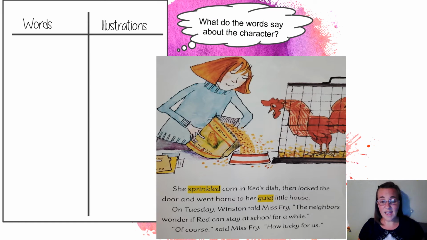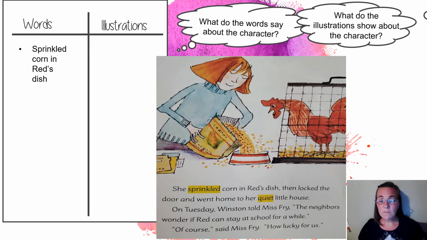Okay, time to stop and think. What do the words say about the character? Well, there's a lot of things I could write that the words say about the character, but I'm going to pick the one that I found was most interesting and most important. The words told me that she sprinkled corn in Red's dish. So I wrote that on my T-chart: sprinkled corn in Red's dish.